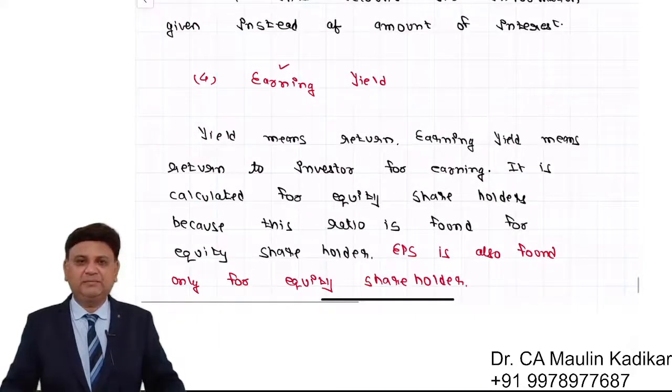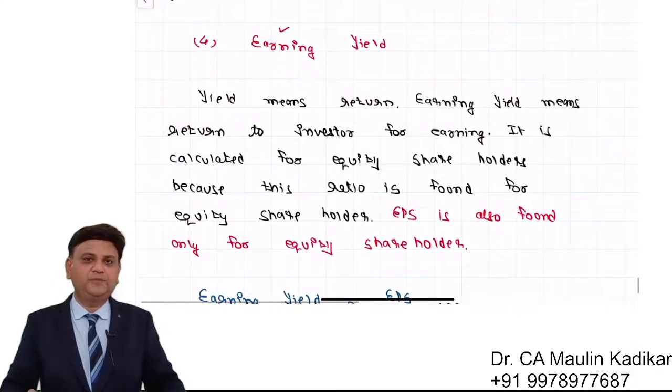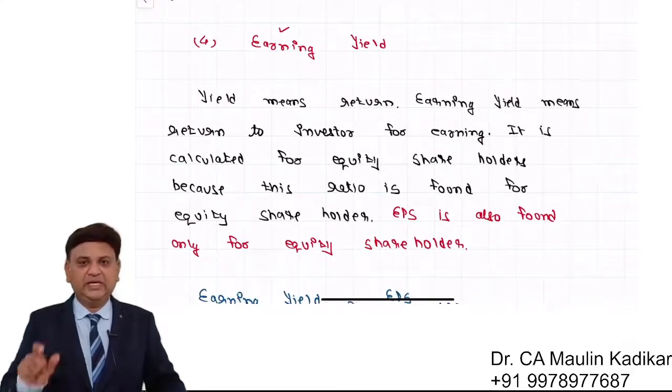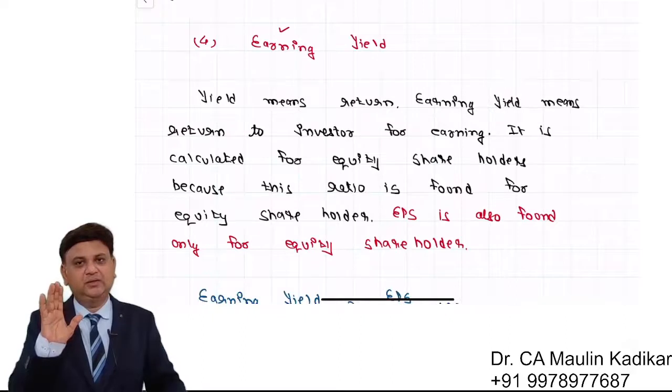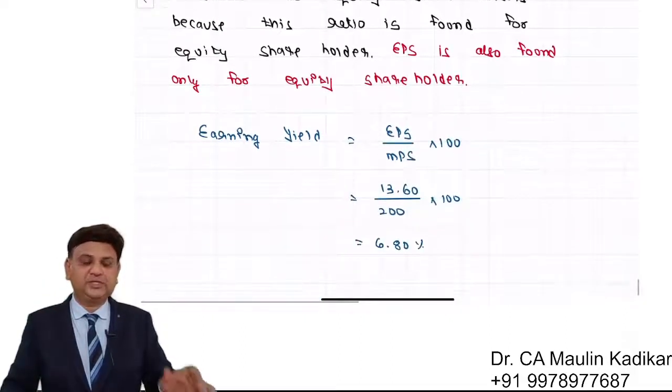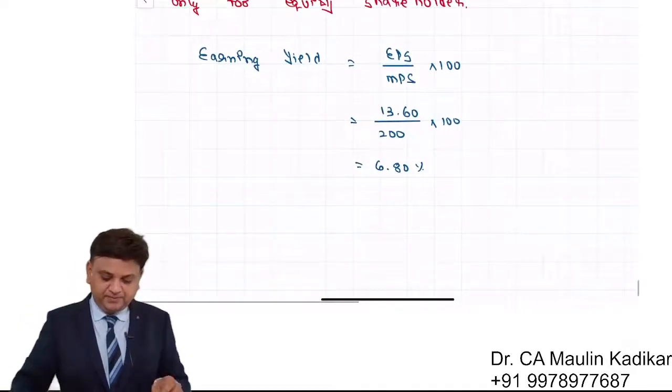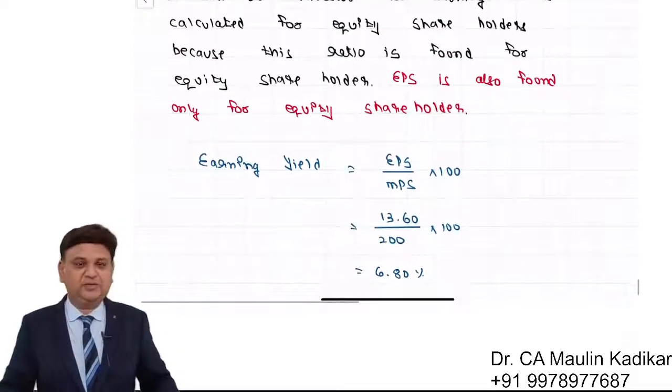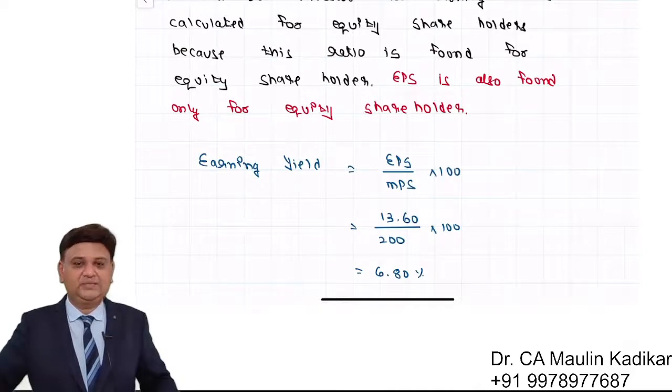Earning yield is basically a ratio that we compute for equity shareholder. Yield stands for the return. Earning yield stands for the return in form of the earning. So it is EPS upon MPS into 100. That is the way the answer is calculated. Please take down answer.